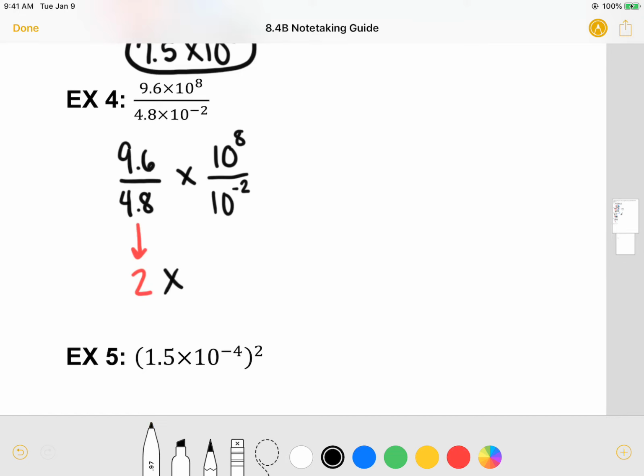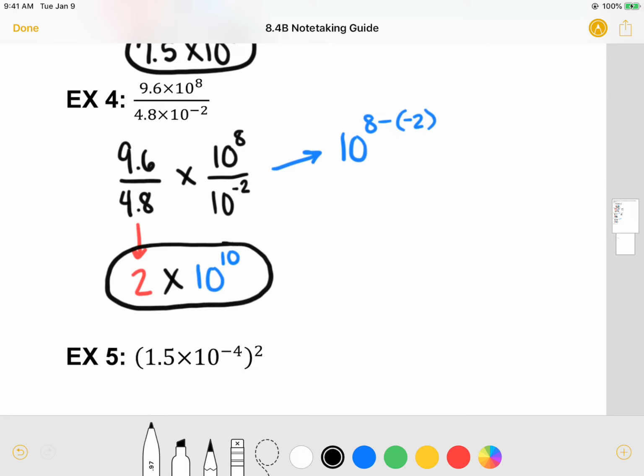Okay? Now, with our properties of exponents, when we have that negative 2, what we want to do is rewrite it with exponents that are positive. But we can also just subtract them. So we can say 10 to the 8th minus a negative 2. And what that does for us is 2 negatives make a positive. So that's going to be 10 to the positive 10 power. Okay, so that should be actually our final answer right there. 2 times 10 to the power of 10.